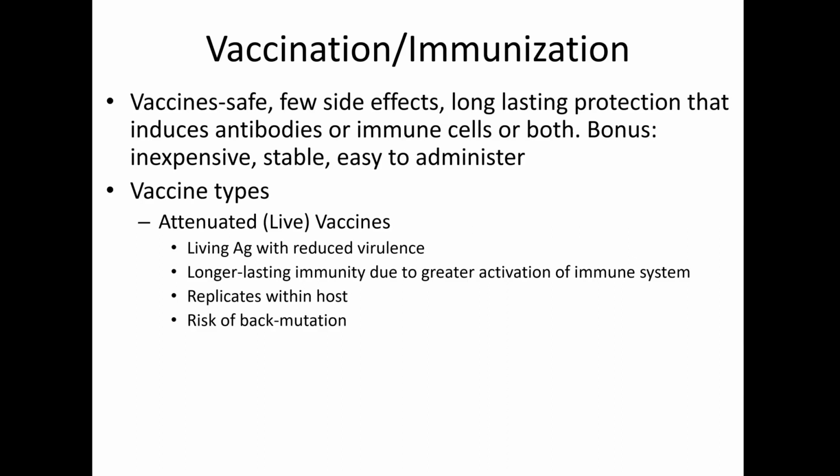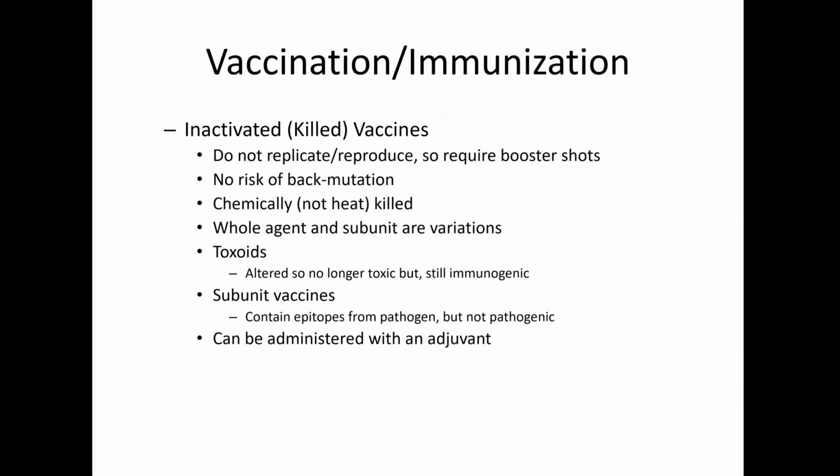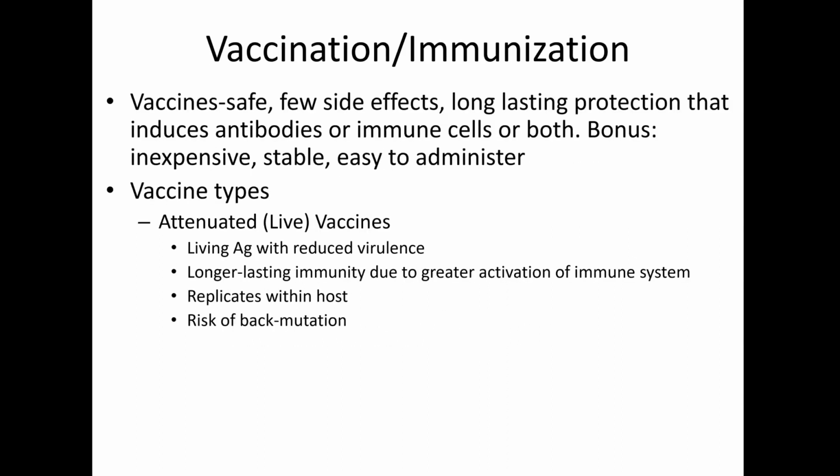So there are two main categories of vaccines: attenuated vaccines and inactivated vaccines. Let's talk about attenuated vaccines first. Actually, first let's talk about the characteristics of vaccines. What should a vaccine do? Well, it should have few side effects. In other words, it should be safe. It should give long-lasting protection. Ideally, you should only have to get a vaccine once. That would be the ideal situation, and that provides lasting, lifelong immunity.